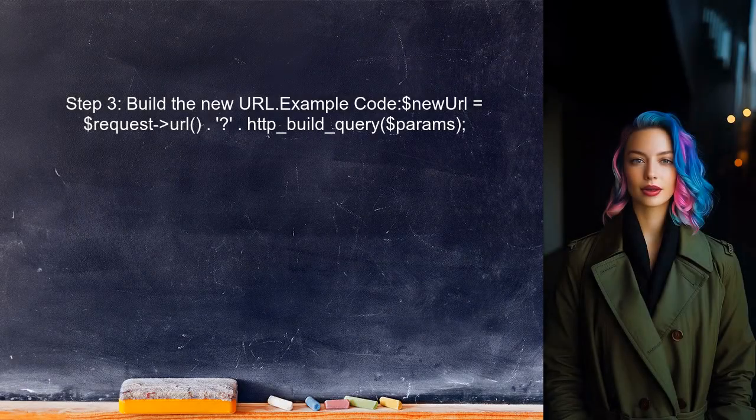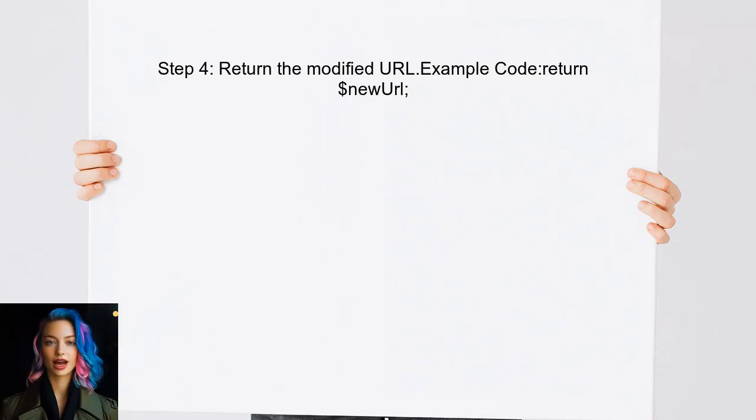After modifying the parameter, the user can build the new URL using the route and the modified parameters. This can be done with the route method and passing the updated parameters. Finally, the user can return the modified URL as a string. This allows them to use the updated URL without any redirects.